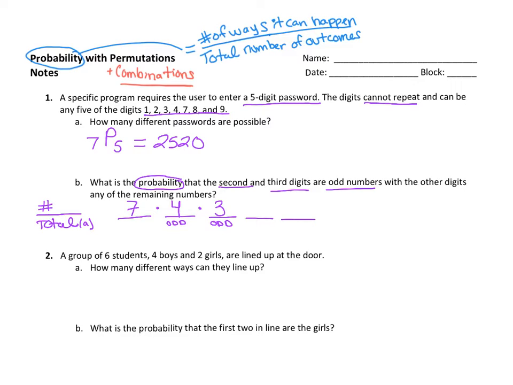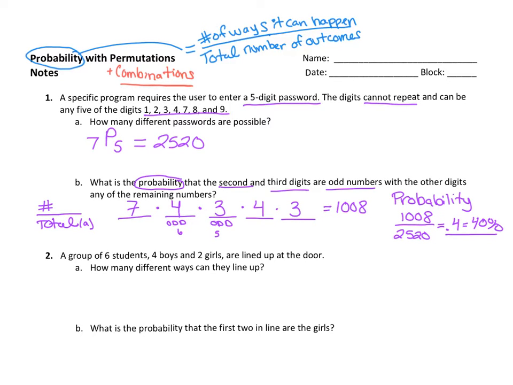But let's say they weren't odd, then it would be 6, then it would be 5, which means I have 4 numbers left to choose for this spot and 3 numbers left to choose for this spot. And so that would give me 1,008 options. So now, to answer the question, I want to do the probability. My probability is always the number of possible over the total number of possible. And so this would be 0.4 or 40%. And so that would be my probability that the second and third digits were odd.